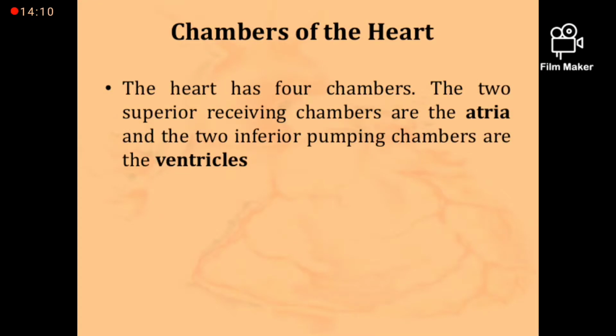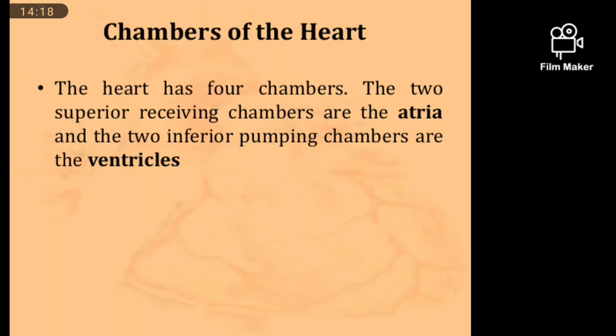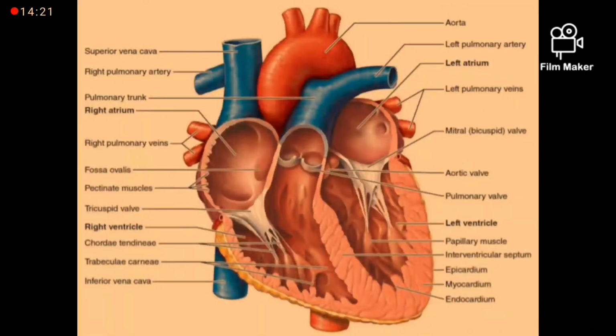The chambers of the heart. The heart has 4 chambers: the 2 superior receiving chambers are the atria and the 2 inferior pumping chambers are the ventricles. So this is how it appears: 2 atria and 2 ventricles.